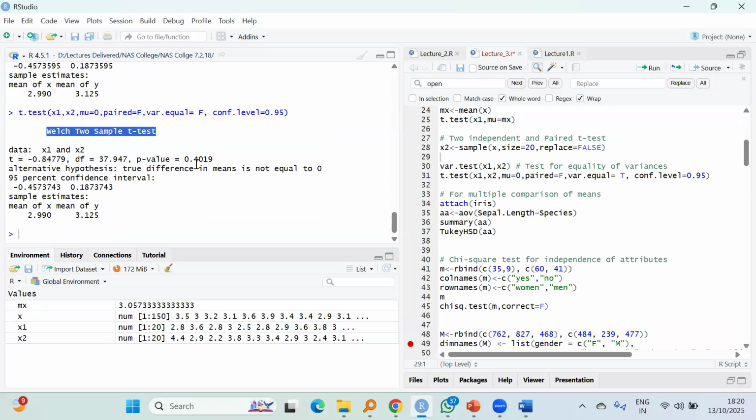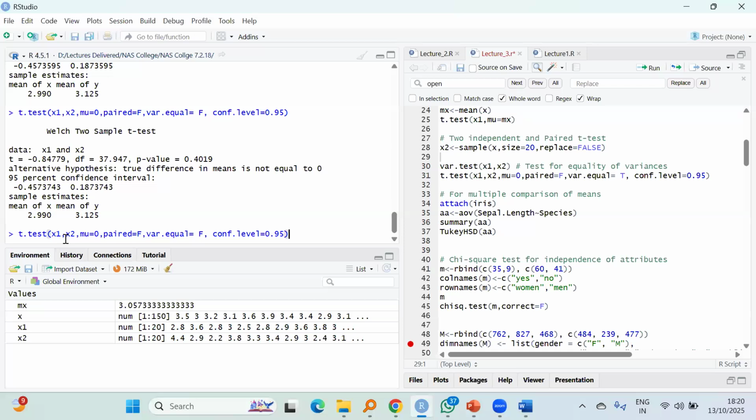Again, I'm just repeating the statements, by assuming the condition that x1 and x2 are not homogeneous, then how will you perform that test? So in that case, we will use where dot equal is equal to false. This one.